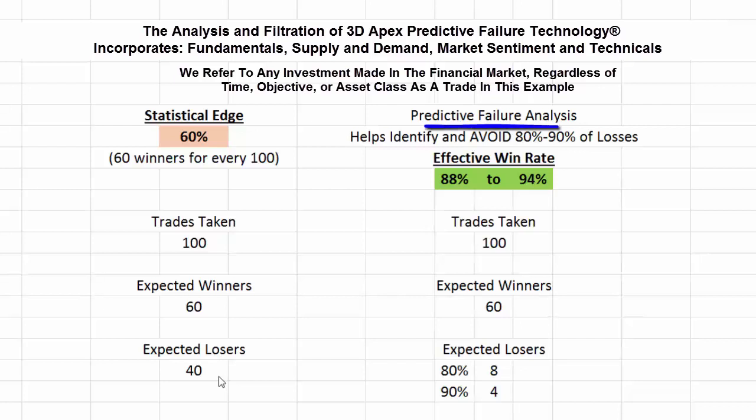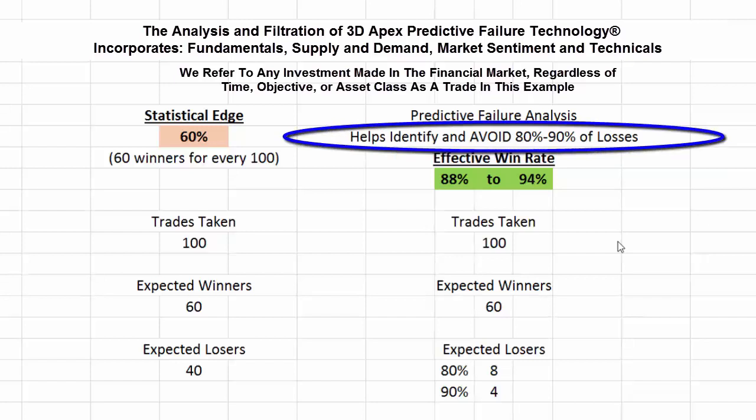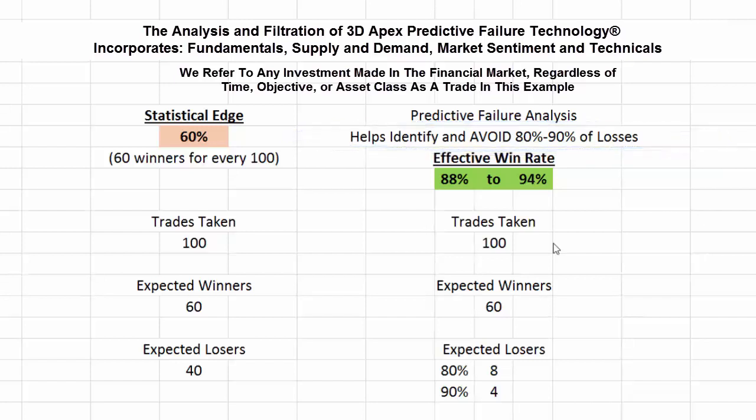Now, what we've done is take another layer of statistical analysis on top of a traditional statistical edge. So if we took that same trading strategy, that same idea, that same concept, and then overlaid predictive failure analysis, which will allow us to identify and avoid 80 to 90% of potential losses before you take them and get stuck, let's look at the math there.